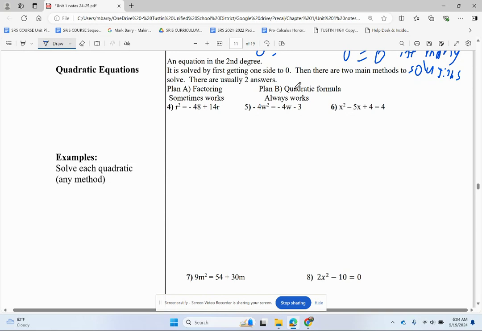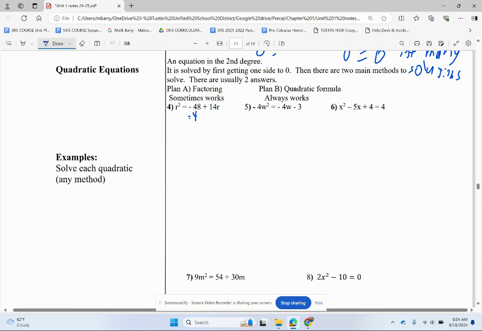Okay, so number 4 here, we want to get one side to 0 first. Now, a little advice, not necessary, but it makes it easier. I always like my squared term to be positive. So you can move everything to the left or the right. But this one, my squared is positive on the left. And so I'm going to move everything to the right.